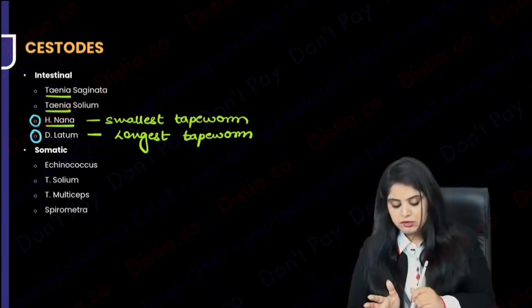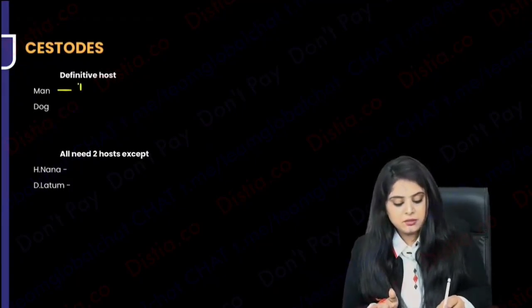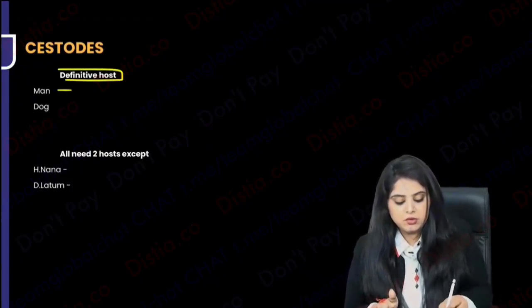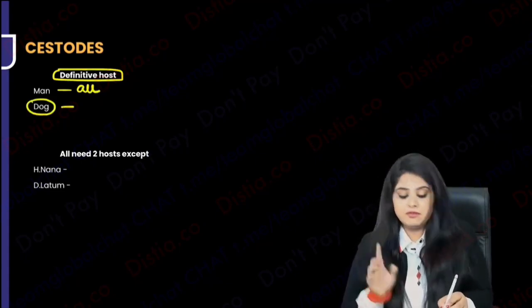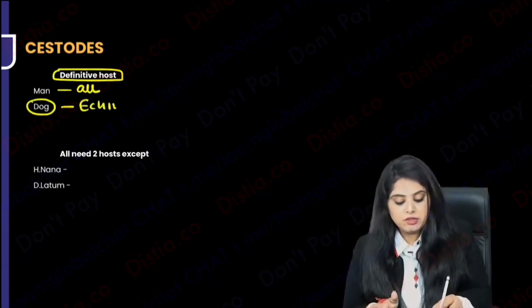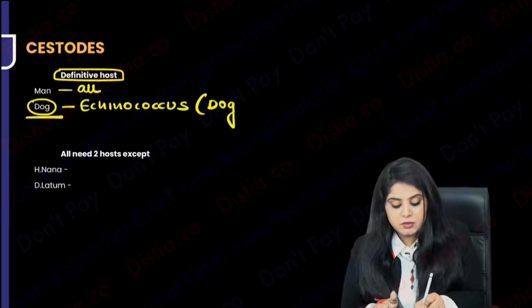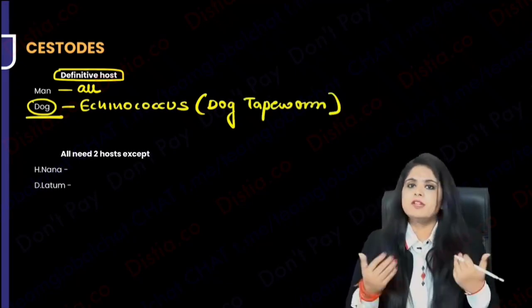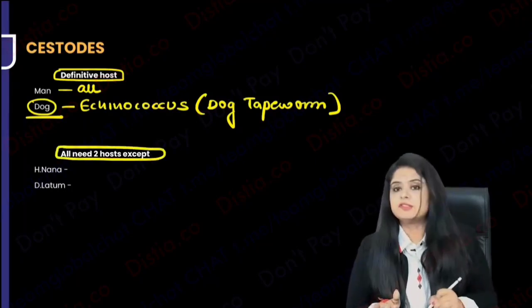So now you would obviously want to know their hosts also. So for all the cases, man is going to be the definitive host. Definitive host in all of them is going to be the man. However, in one of them, that is Echinococcus, man is not the definitive host. Dog is the definitive host. That is the reason that we call it a dog tapeworm, because dog is the definitive host. Rest everywhere, man. All of them are going to require 2 hosts.